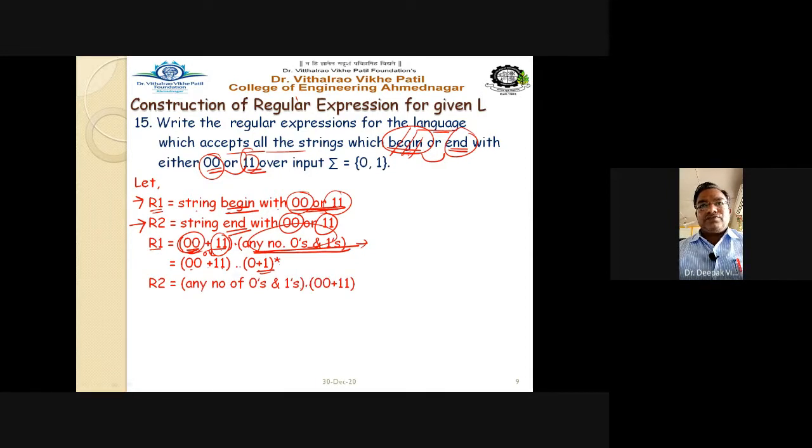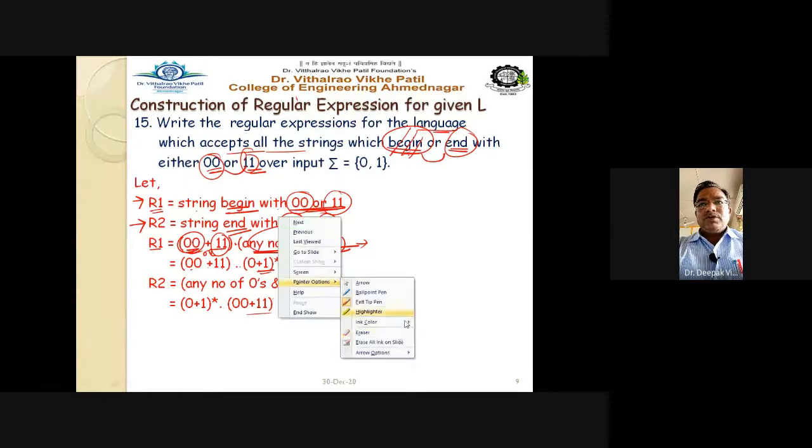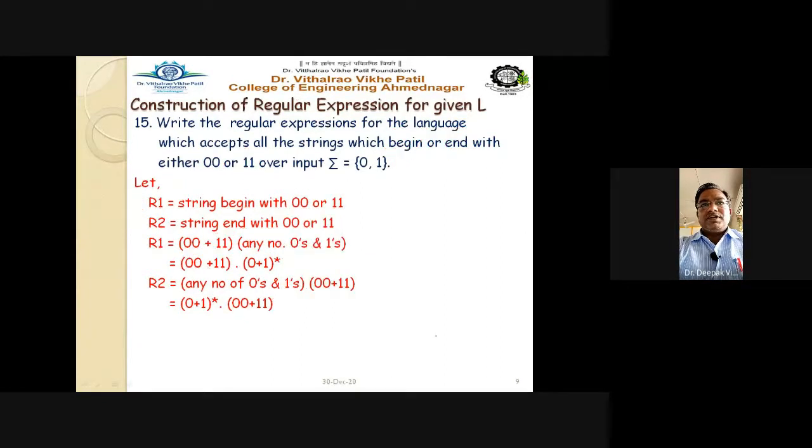Take this first, and at the end you have 00 or 11, meaning the string ends with either 00 or 11. So I can have (0 plus 1) star, dot, (00 plus 11). Getting this point? So this is the case. First define a regular expression R1. R1 consists of strings that begin with 00 or 11. Now take another regular expression R2 that contains the strings that end with double 0 or double 1.